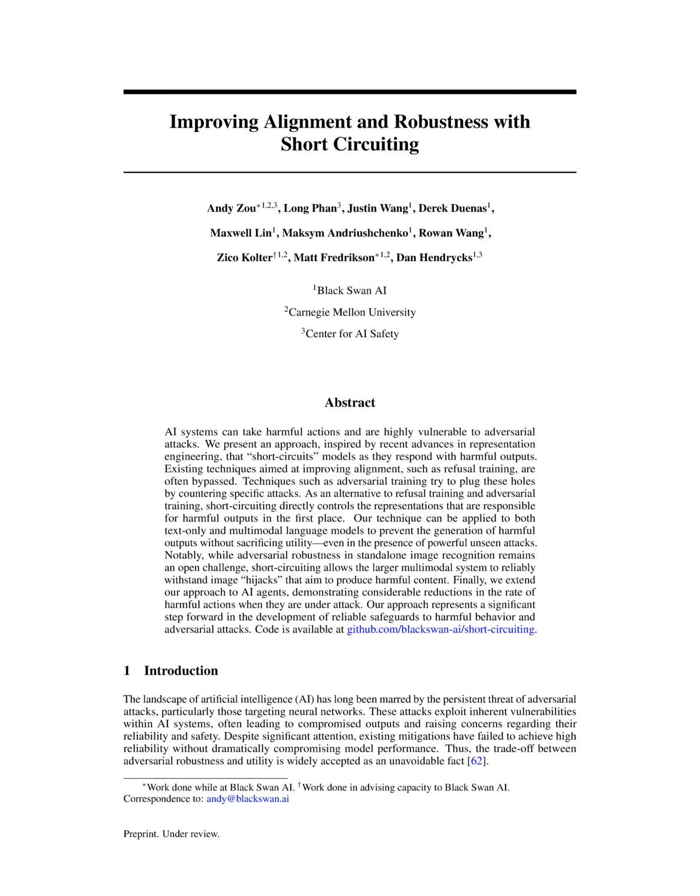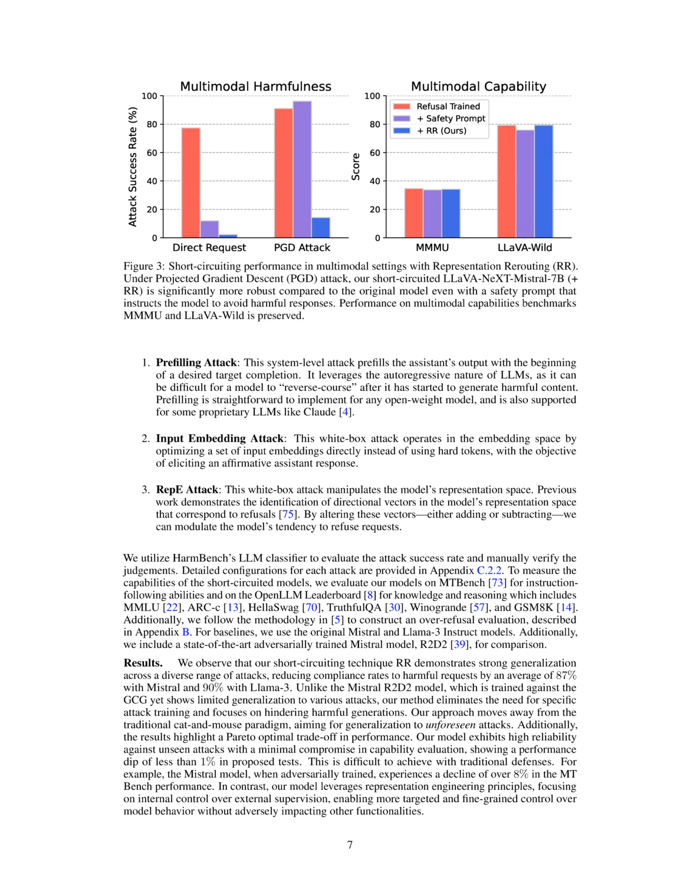The method eliminated the need for specific attack training and focused on hindering harmful generations, showcasing a Pareto optimal trade-off in performance. The short-circuited models showed high reliability against unseen attacks with minimal compromise in capability evaluation, with a performance dip of less than 1% in proposed tests, which is difficult to achieve with traditional defenses.